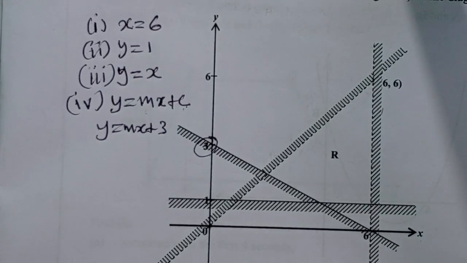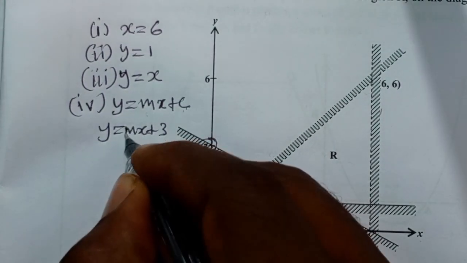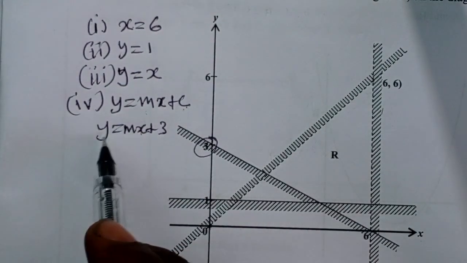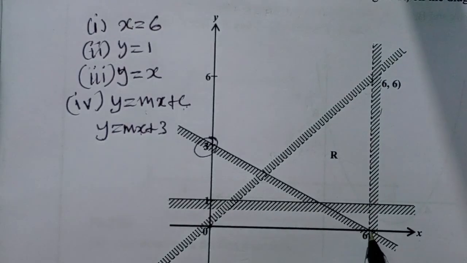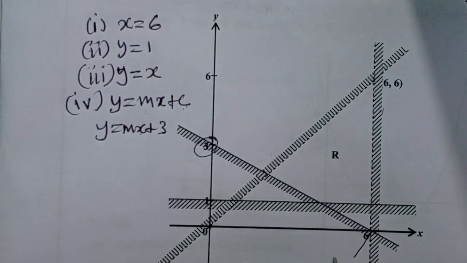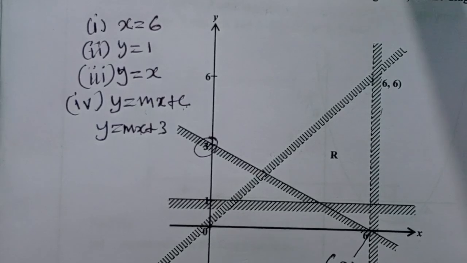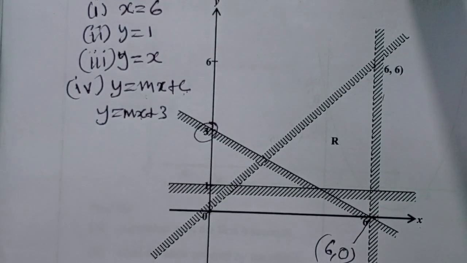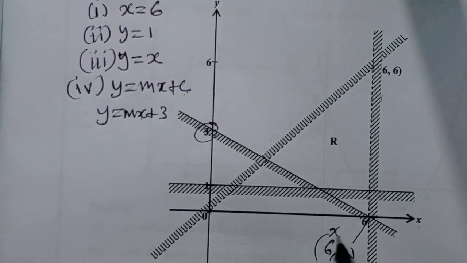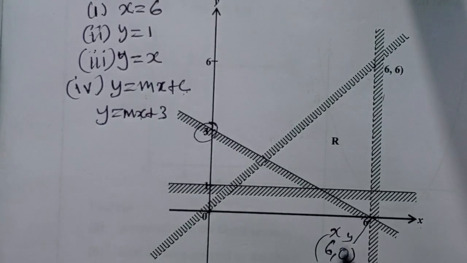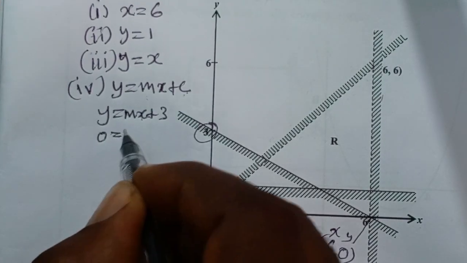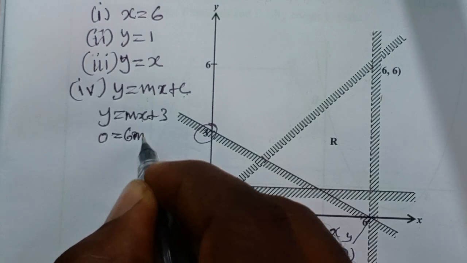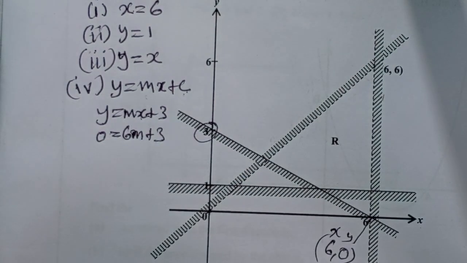Then from there, we are going to find m, which is the gradient. So how do we find m? We need x and y. From the x-intercept, this is 6, 0. So this is x and this is y. Where there is y, we substitute 0. Where there is x, we substitute 6. So it is 6m plus 3.